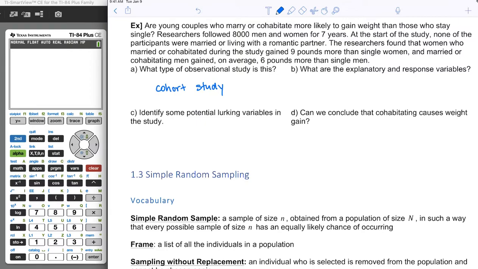B, what are the explanatory and response variables? So it looks like what they're trying to use to explain something would be the marriage or cohabitation status. And then the response variable would be weight gain.